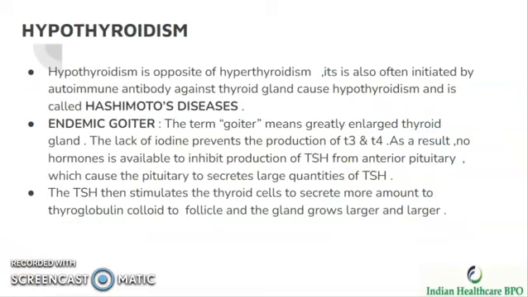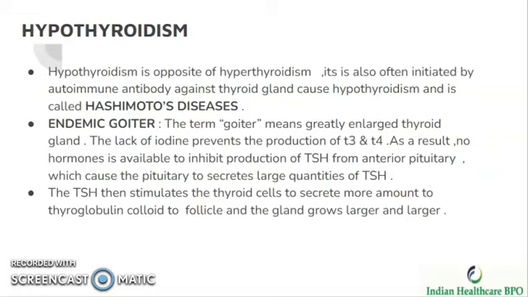Now we'll talk about hypothyroidism. Hypothyroidism is the opposite of hyper, and it is also often initiated by autoimmune antibodies against the thyroid gland, and it is called Hashimoto disease. Endemic goiter is also caused by hypothyroidism. The term goiter means greatly enlarged thyroid gland.